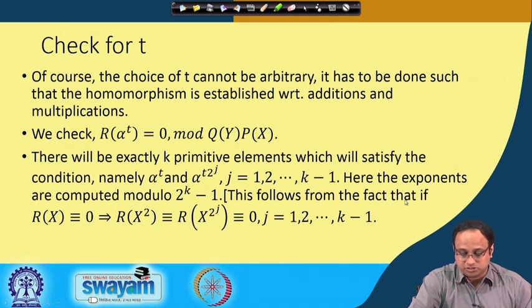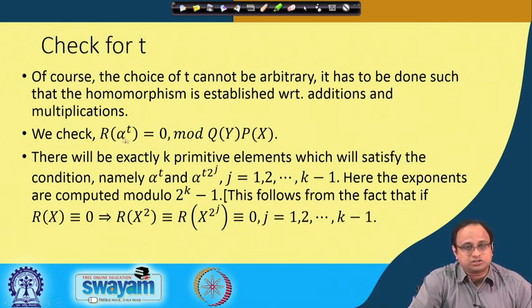This result follows from this simple observation that if R(x) is congruent to 0 modulo P(x), then in this field, because it is a characteristic 2 field, R(x) squared is also equal to 0. And likewise R(x) to the power of any 2^j is also equal to 0. That means for all these k minus 1 values, they will immediately also become equal to 0. And if it is not equal to 0, then these are also not equal to 0. And therefore we can easily just check this condition.